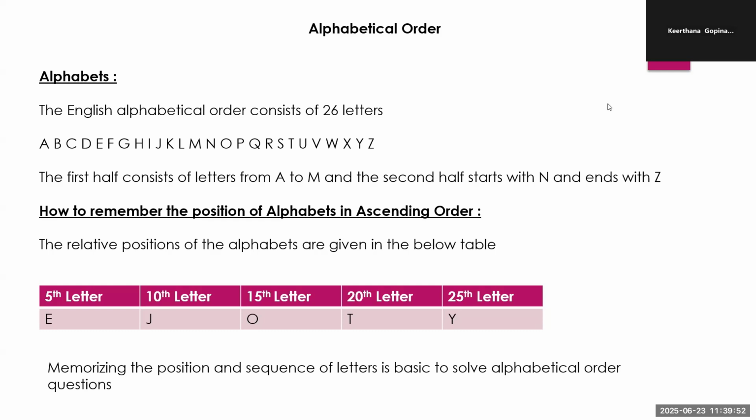You must memorize this: EJOTY. EJOTY is the flow of letters from the left hand side to the right hand side. The fifth letter of the English alphabet is E, 10th letter is J, 15th letter is O, 20th letter is T, and 25th letter is Y. You must always remember this. The simple way to remember is EJOTY. There might be different questions which can be asked basis the position of alphabets in the alphabet series. Memorizing this is very important for you to solve the basic alphabetical order questions.